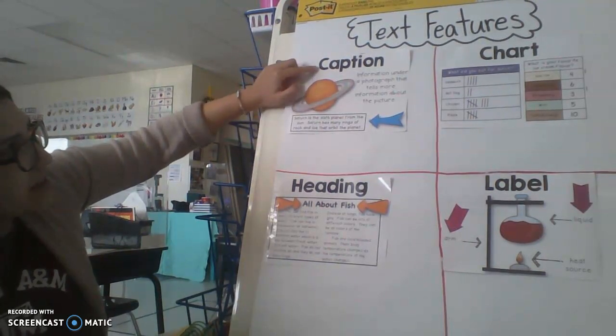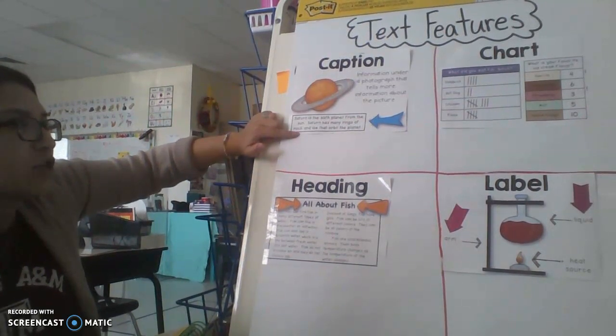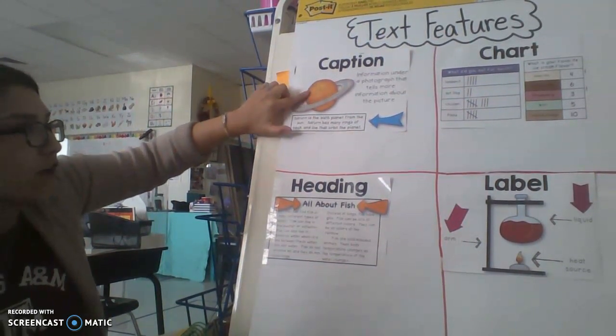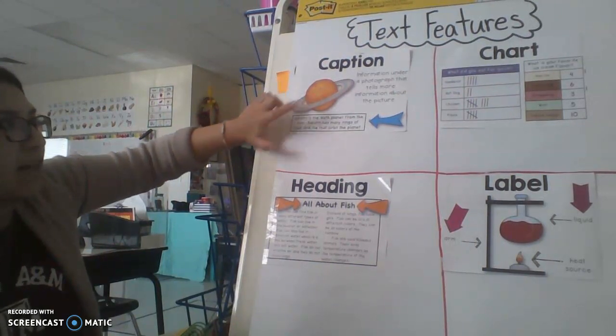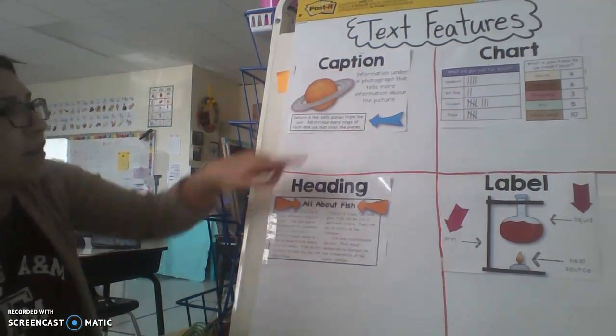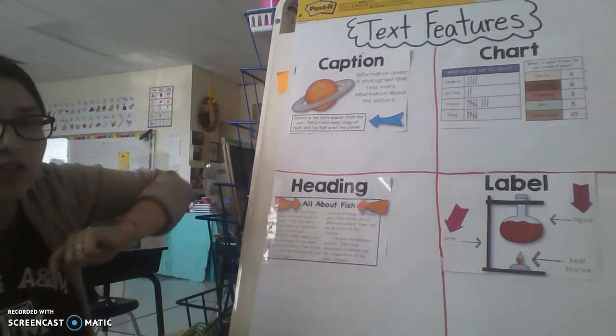So does that sound like it's a caption? Let's see. I said a caption was a photo with a sentence or word underneath explaining the picture. So we have our photo and we have a sentence explaining the photo. Yes, that is a caption. And right here it says information under a photograph that tells more information about the picture.